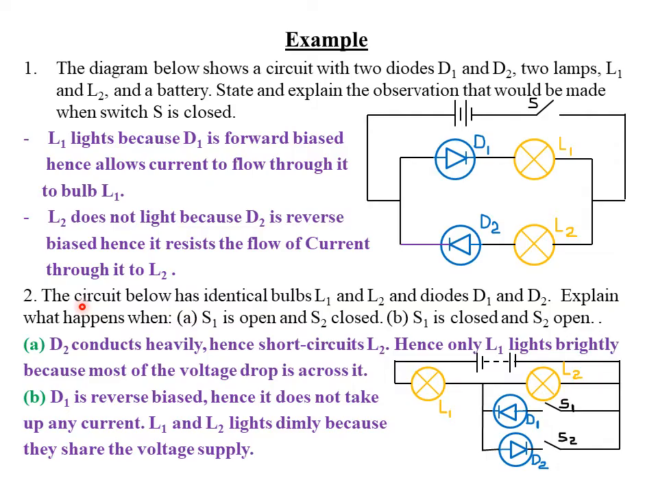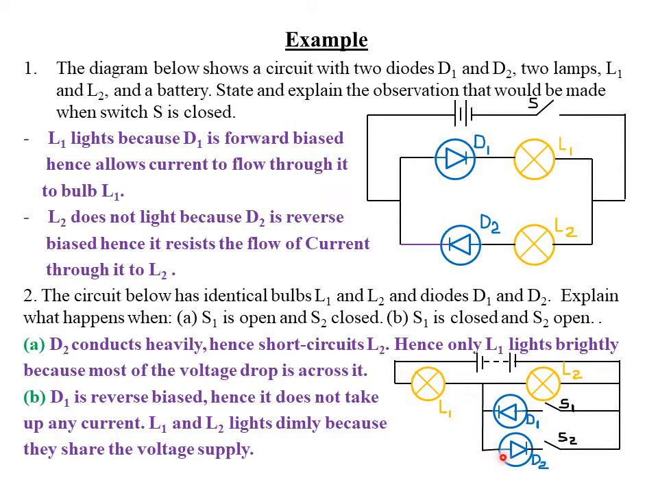Then we look at our second example, which reads: the circuit below has identical bulbs L1 and L2 and diodes D1 and D2. Explain what happens when, part A, the switch S1 is open and S2 is closed. Remember, when we close the switch S2, the direction of flow of current will be from the positive terminal of the battery through the bulb L1.